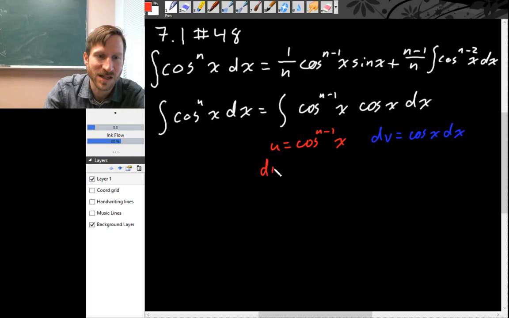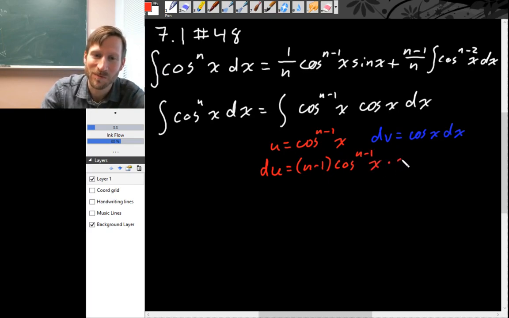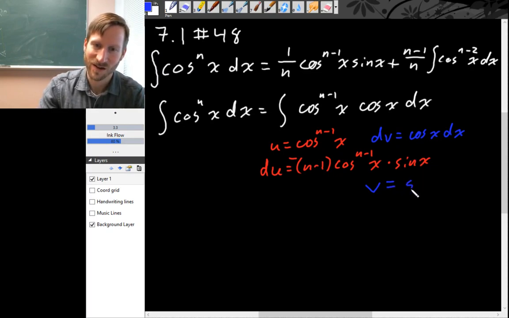So this means du is, let's see, that n minus 1 comes down times cosine to the n minus first of x. And then by the chain rule, we have to multiply here by sine of x. It's easy to forget that, sine of x. Also, we get a minus sign when we differentiate cosine to get that sine, so we need a minus sign in front. And then finding v, if dv is cosine x dx, then v is just sine of x.